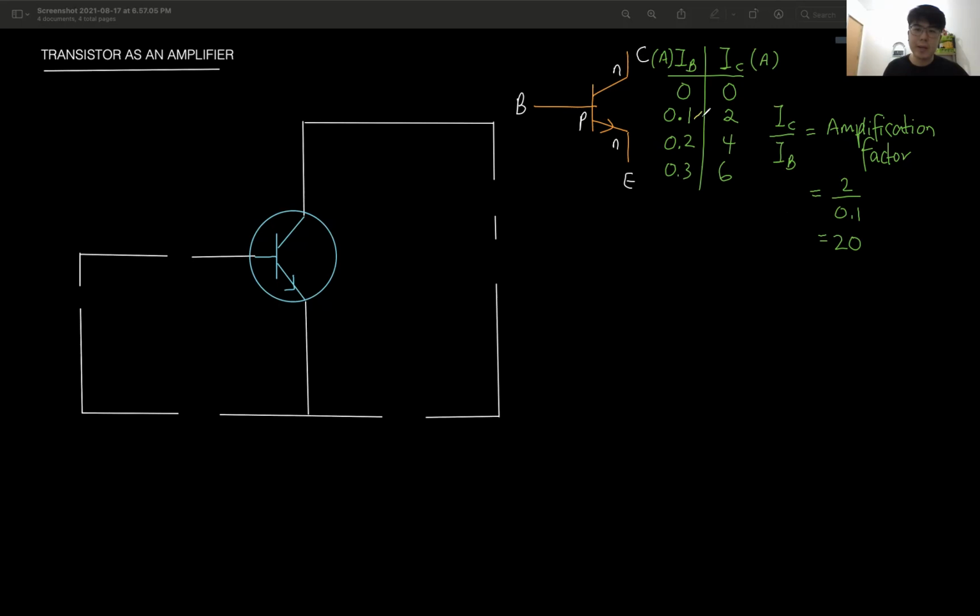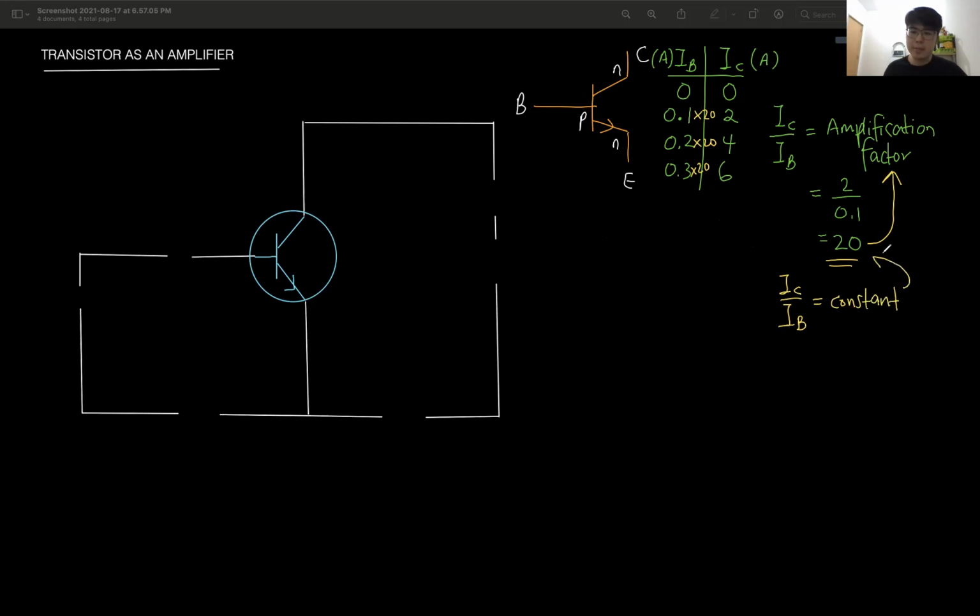Meaning that for this transistor, the amplification factor is 20 times. 0.1 times 20, you get 2. 0.2 times 20, you get 4. All the current in the IC is 20 times larger than the current in the IB. No matter how you change it, it remains as 20 times. So this 20 is the amplification factor. Now, we see that 0.3 times 20 becomes 6. So this amplification is a constant, right? It does not change. It remains 20 times larger. So meaning that IC divided by IB is a constant value.